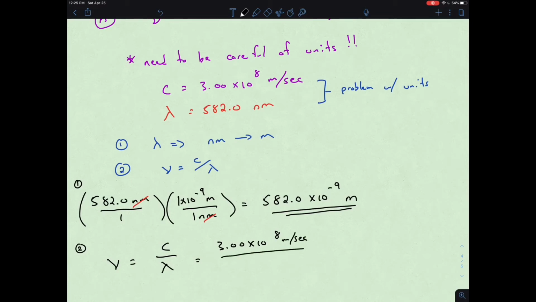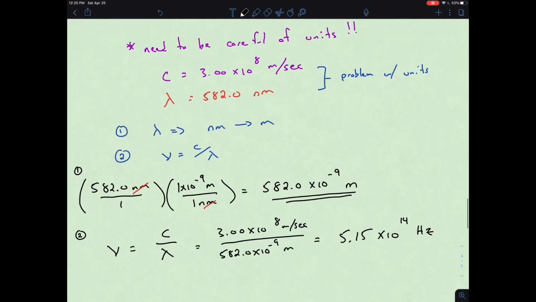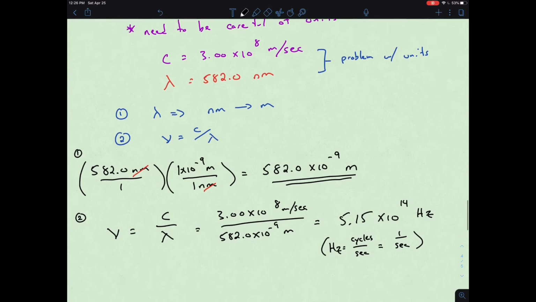We have our speed of light. We're now dividing it by our meter value. And then we're basically left in terms of frequency, or reciprocal seconds, or cycles per second. And we get 5.15 times 10 to the 14th Hertz. Again, just as a reminder, Hertz is equal to cycles per second, or 1 over seconds. And so that's where that Hertz term comes into play.